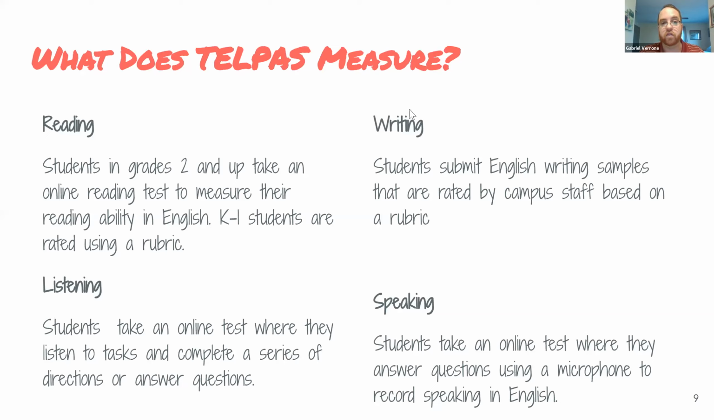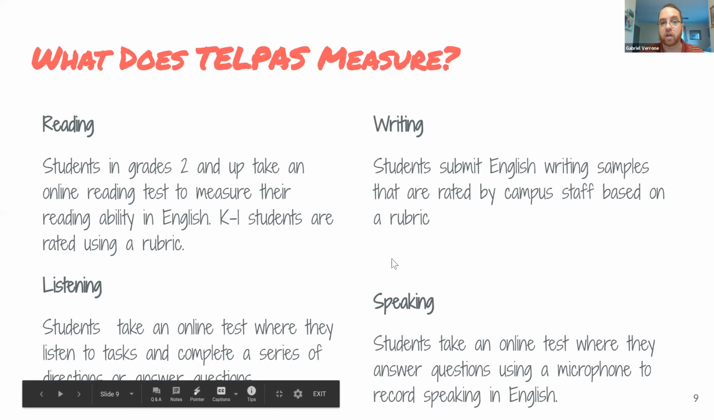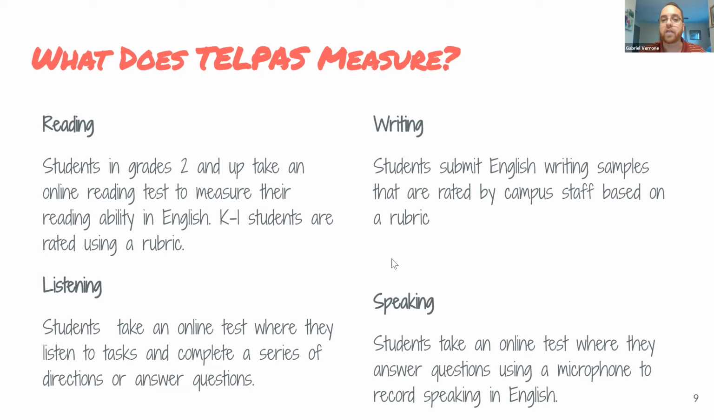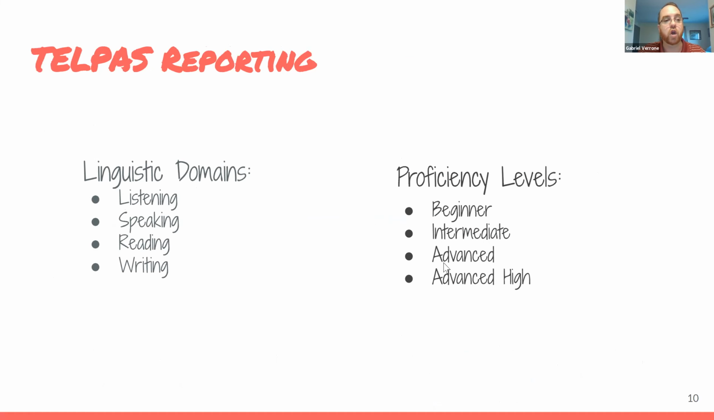So we know that students are rated on a rubric based on the samples that they turn in. And for speaking, students take an online test where they answer questions using a microphone to record speaking in English, all right? When I was in the classroom, this was very new and it was an utter disaster. I've heard that it hasn't improved that much, but that the system is a little bit better in terms of recording students' spoken English.